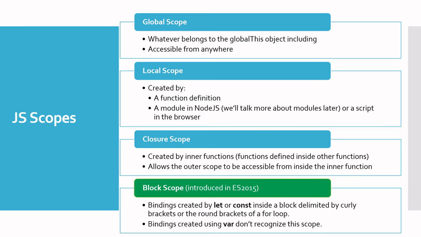Now, the old way of defining variables using the keyword var doesn't recognize that scope. So if you have an if statement that has a block, and inside that block you have a variable defined with the keyword var, this is not a local variable. This is not a block variable. That variable belongs to the outer scope, whatever that is. But if you define it with const or let, that variable or constant would belong to the block, and it would not be accessible outside.